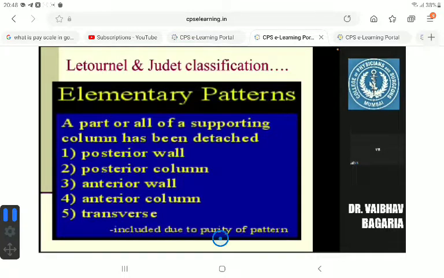Now, Letournel and Judet gave a very elementary pattern of the fracture. Most of the time we can have a combination, but these are the 5 things that you must know. The posterior wall can be injured, posterior column can be injured, anterior wall, anterior column, and finally the transverse. So these are the basic elementary patterns of the fracture.